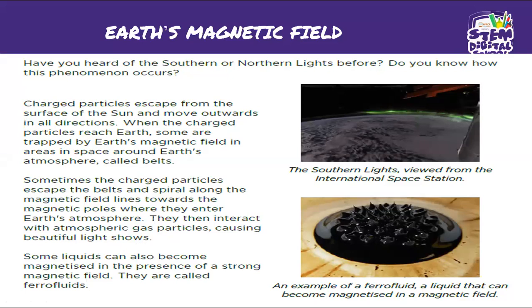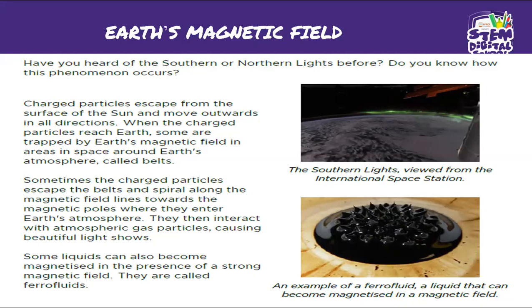So when you are out in space looking at the Earth, the charged particles from the sun interact with the magnetic field of the Earth, and these beautiful belts are formed. Sometimes the charged particles escape the belt and spiral along the magnetic field lines towards the magnetic poles, where they enter the Earth's atmosphere. They then interact with atmospheric gas particles, causing beautiful light shows.